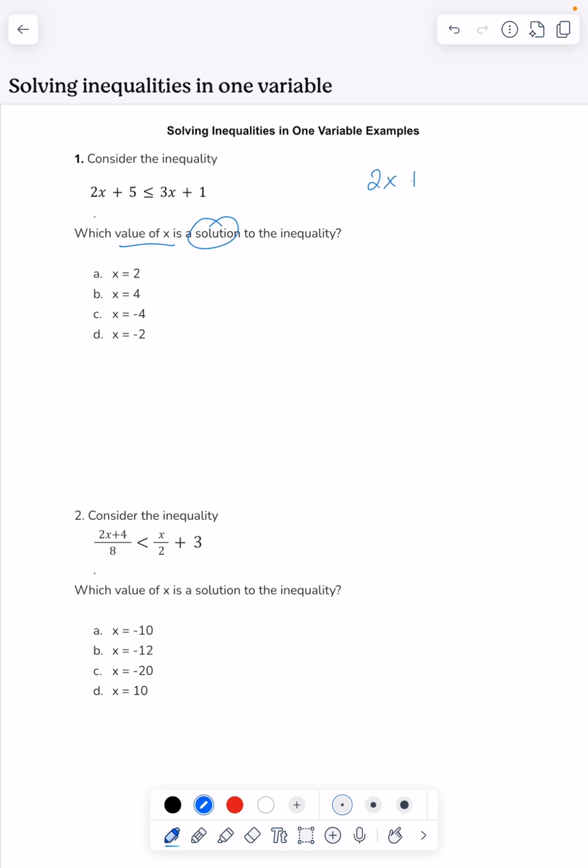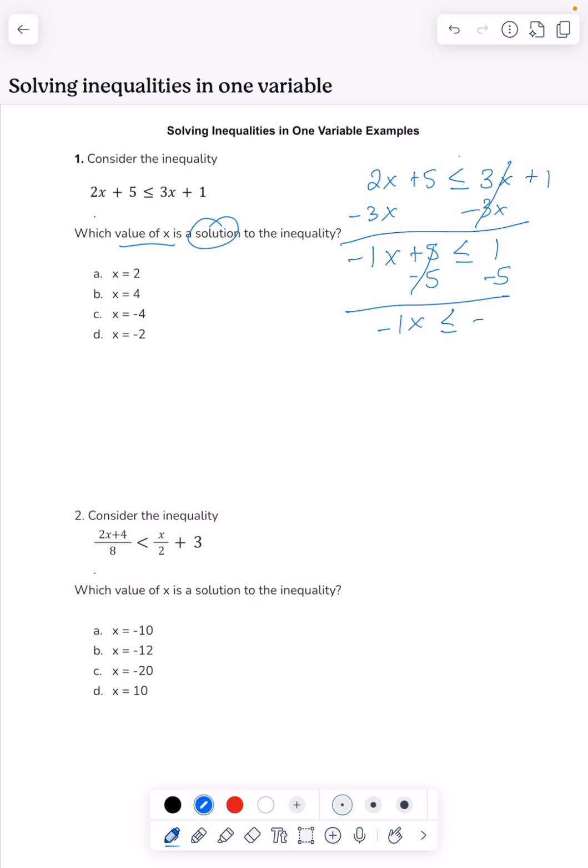So if we do 2x plus 5 is less than or equal to 3x plus 1 here, we could send the variables to the left-hand side of this inequality symbol. We could do minus 3x because that's the inverse of positive 3x. So that gives us 2x minus 3x, that's negative 1x, plus 5 is less than or equal to 1. Now we could move the constants to the other side. So take the inverse of positive 5 to both sides, and we get negative 1x is less than or equal to 1 minus 5, which is negative 4.